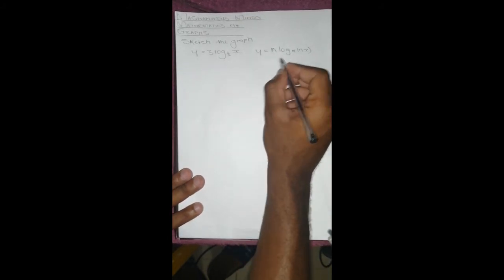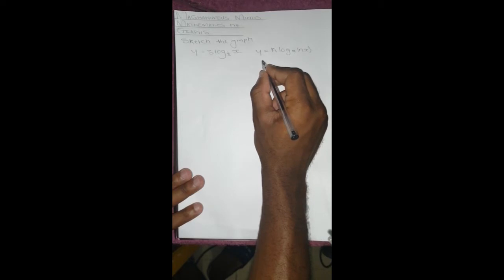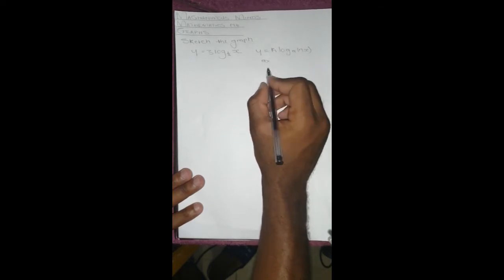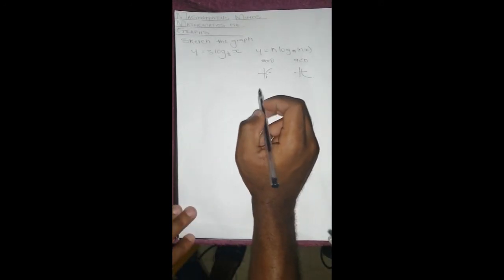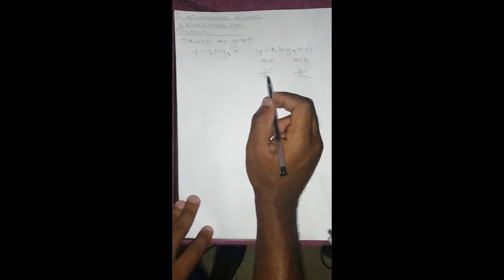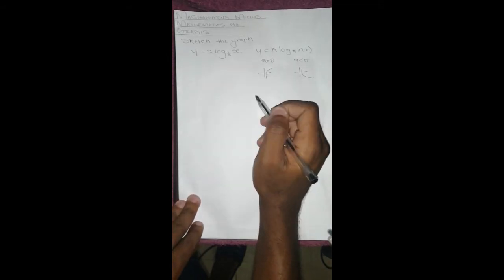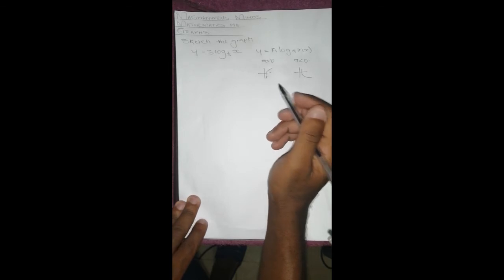So when a is positive, our graph goes this way, and when a is negative, our graph goes this way. In this case, our a is positive, so we know our graph looks like this. And we know that a log graph doesn't touch the y-axis, it only touches the x-axis. In that case, we need to find the x-intercept.